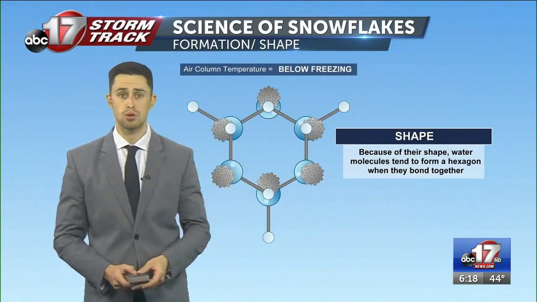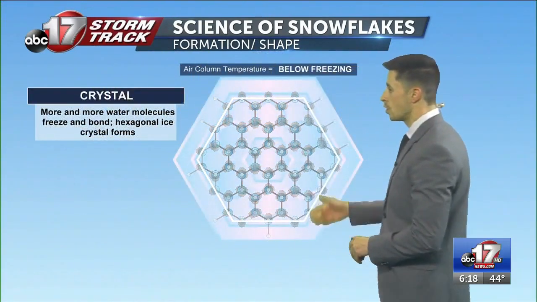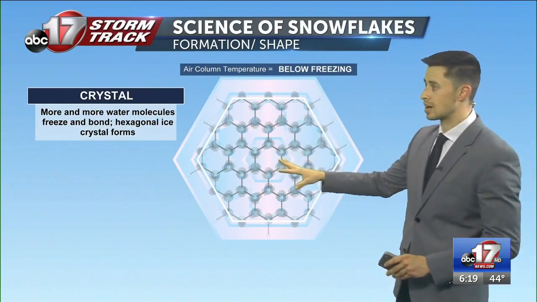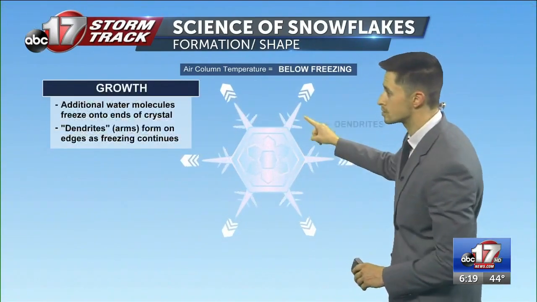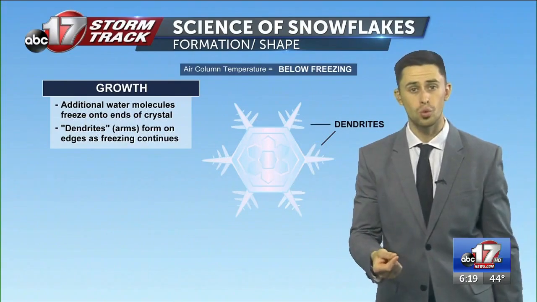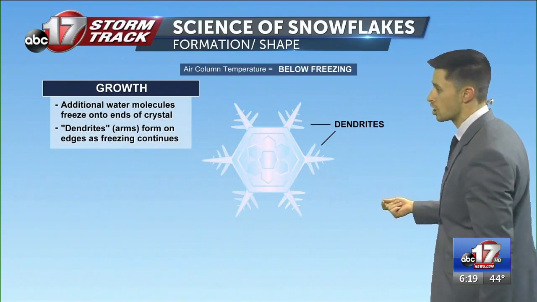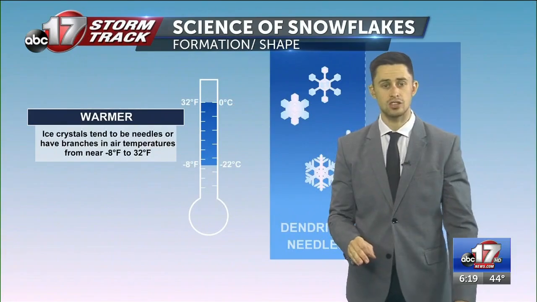We'll start to see more and more freezing onto it, and eventually we're going to start to form a crystal, which is going to be made up of a lot of those hydrogen atoms and oxygen atoms frozen together. Now from here we'll see what we call dendrite growth. That's going to be the little arms that start to branch off that give it that really cool pretty shape that we typically see a lot of times in holiday movies and shows.